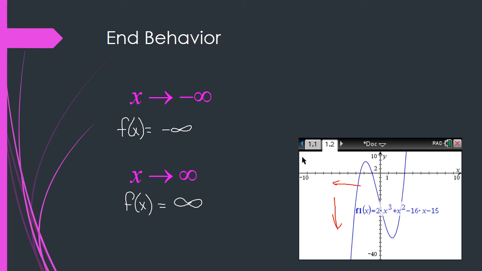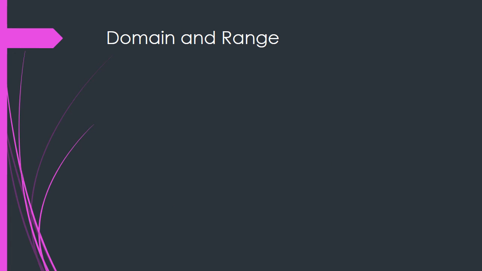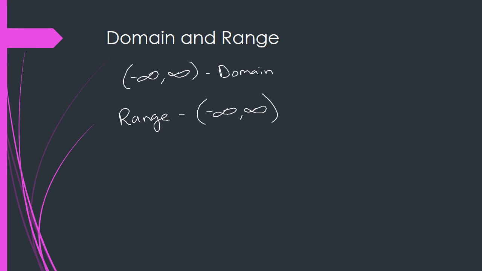Lastly, our domain and range. End behavior helps us with that. Our domain, just like our last one, is negative infinity to infinity. And my range also has no bounds, so it's going from negative infinity to infinity. That should be all the information you need.